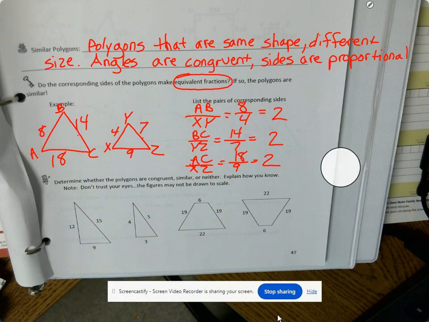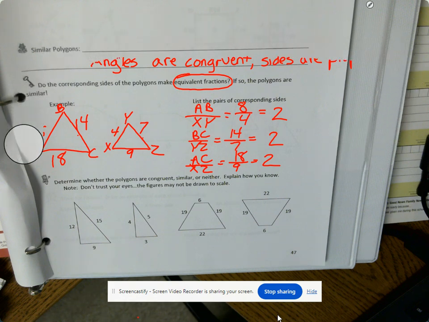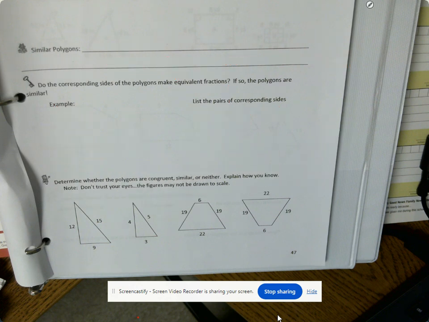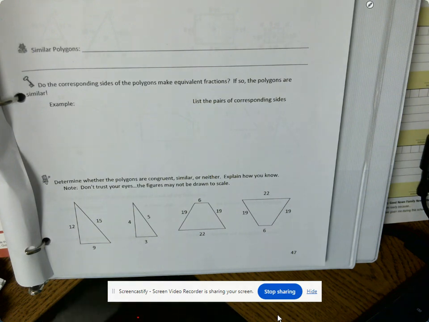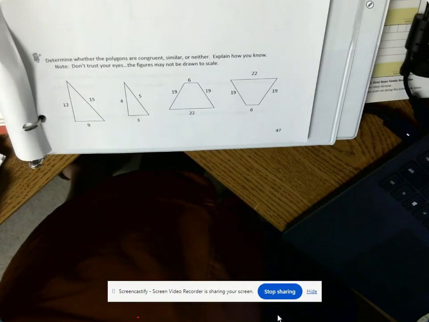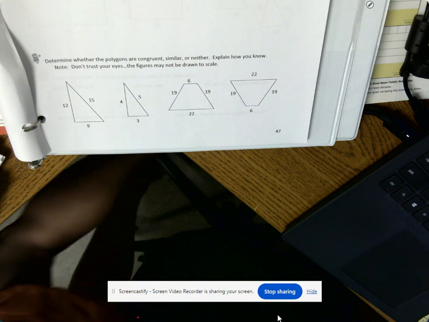Let's look at, there is more to this. So let's listen. Determine whether the polygons are congruent, similar, or neither.